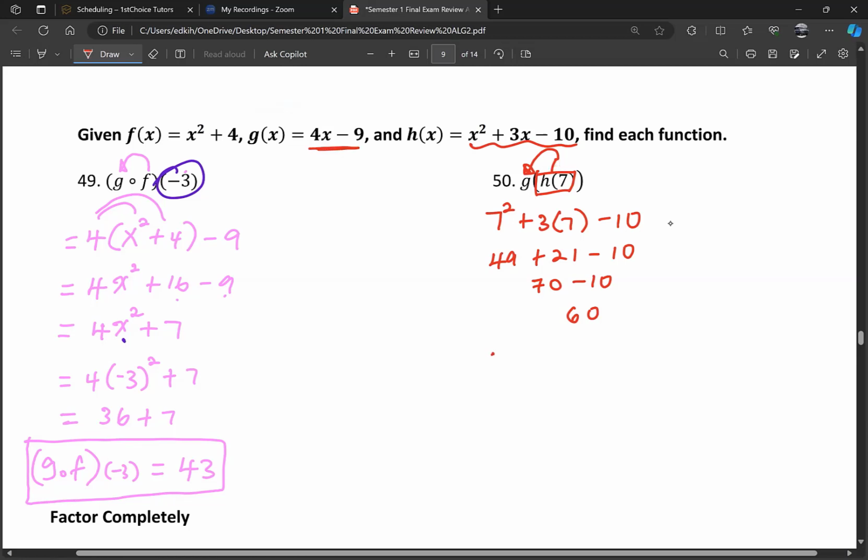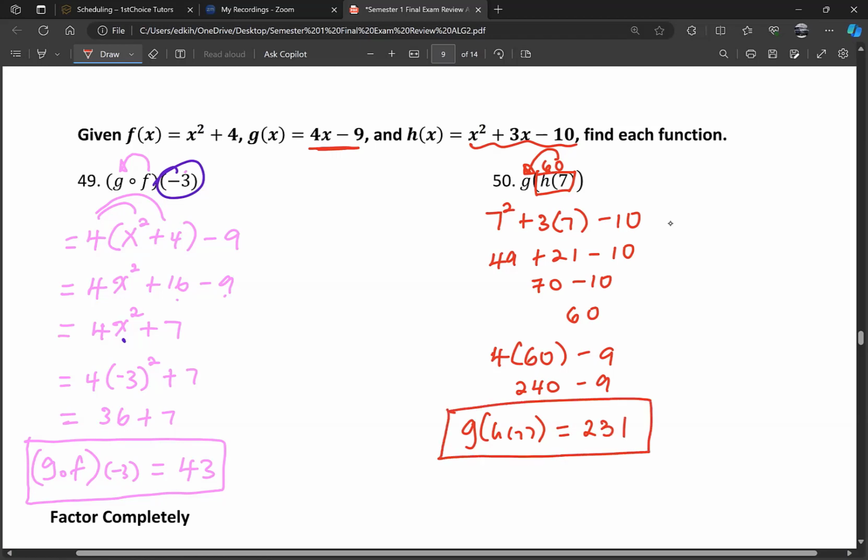Sorry, it's not a 40, it's 60. Our answer was a 60, not a 40. My apologies. 60. So it'll be 4. Yeah, we're taking 60 and dumping it into g. 4 times 60 minus 9. So we have 240, take away 9. So our answer for g of h of 7 equals 231. Just a 2-step process.